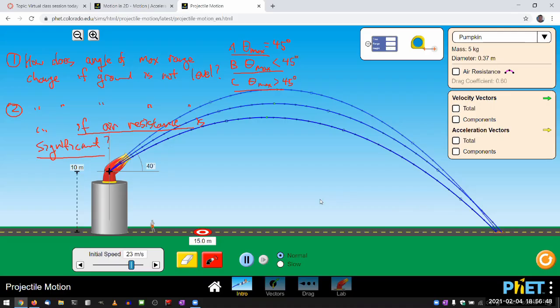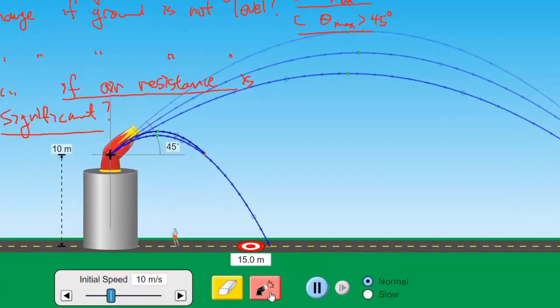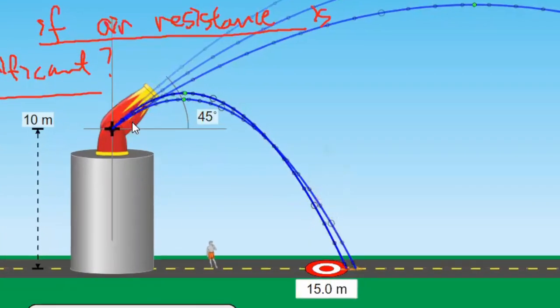Now you can ask the question, does this change if some of these parameters change? What if my initial speed is lower? I actually don't know the answer to this question. Let me give it a try. So with 40 degrees, I get that. With 45 degrees, it's worse, okay. Although it hit the target. Let me try 35 degrees. Huh, it's actually farther away than the 40 degrees was.